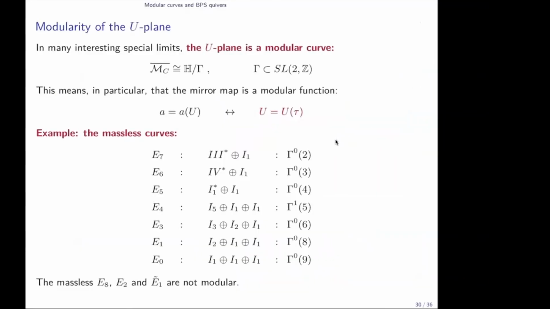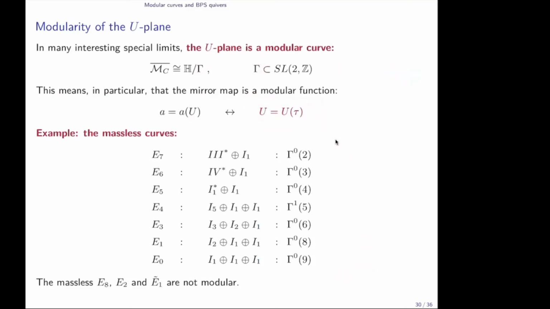Now, a very interesting thing that happens is that in many cases, this Coulomb branch or this U-plane is a modular curve. That means that it's isomorphic to a quotient of the upper half plane, which is the electromagnetic coupling tau, by some gamma, which is some subgroup of SL(2,Z). And in that case, the mirror map a(U) can be written as really a relation between U and tau. So the map between U and the electromagnetic coupling tau would be 1-to-1. And then you can write the Coulomb branch as a fundamental domain on the upper half plane for gamma.